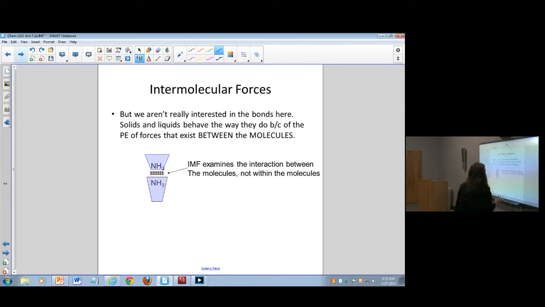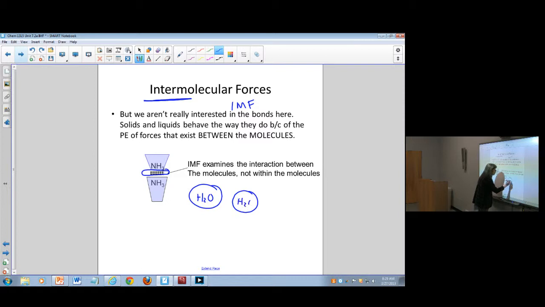But what we're really going to look at right now is the interaction between the molecules, the intermolecular forces, which usually I'm going to write IMF. That's what happens between the molecules. So I've got a molecule of water and a molecule of water. How do these two molecules work? What happens in the space between them? Things happen in there.